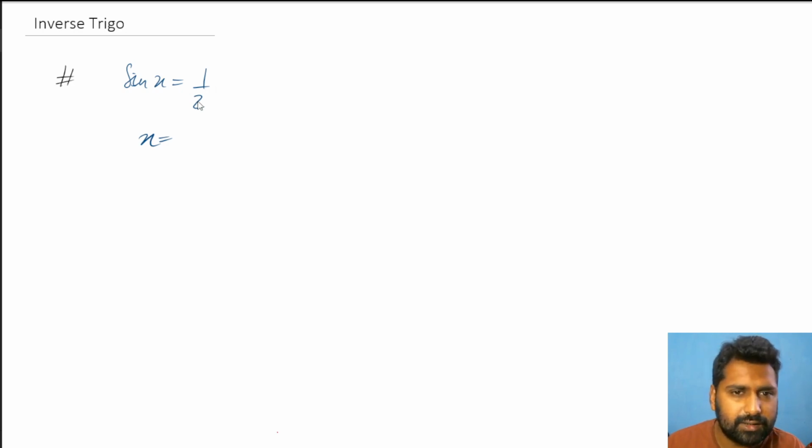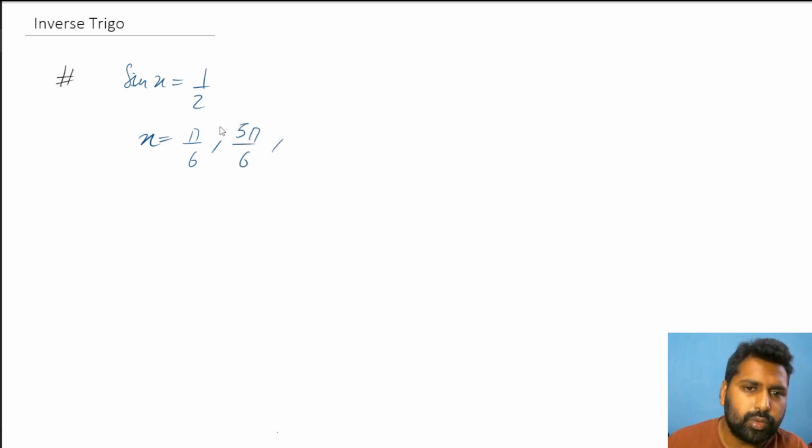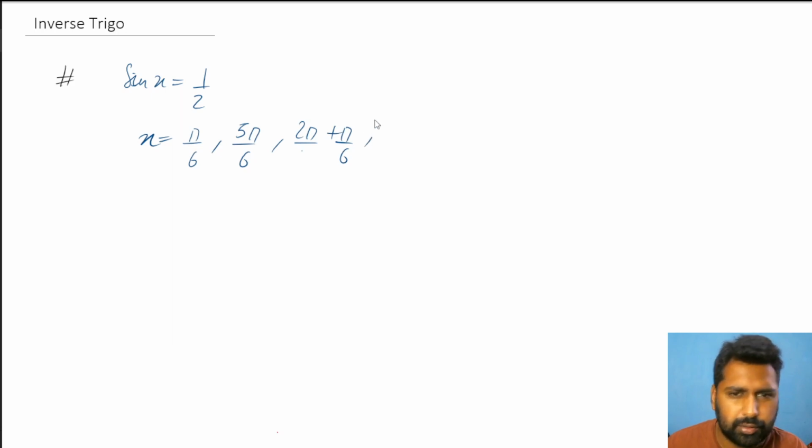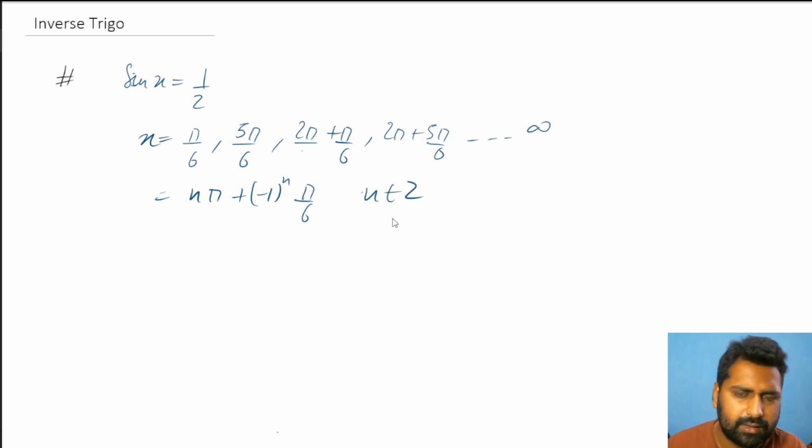General solutions are infinite because sine x is 1 by 2, first for pi by 6, then in the second quadrant that's pi minus pi by 6, 5 pi by 6, then you can keep adding 2 pi to it. So 2 pi plus pi by 6, because there is no effect of rotation, 2 pi plus 5 pi by 6, and this can have infinite answers. That's why we generated general solutions, n pi plus minus 1 raised to power n, and one principal solution, where n belongs to Z. That was regarding trigonometric equations.